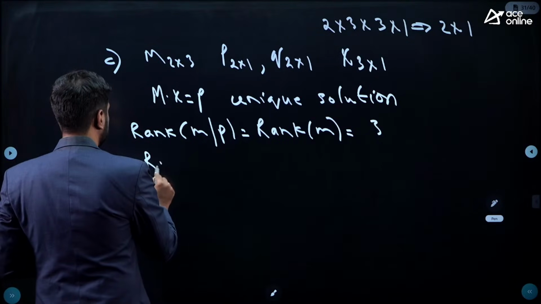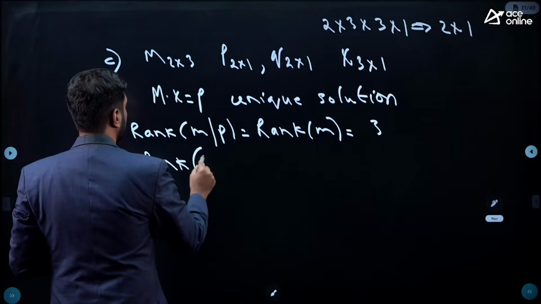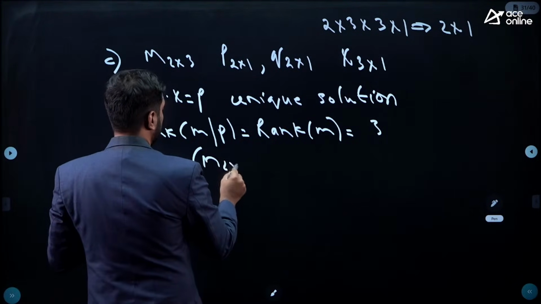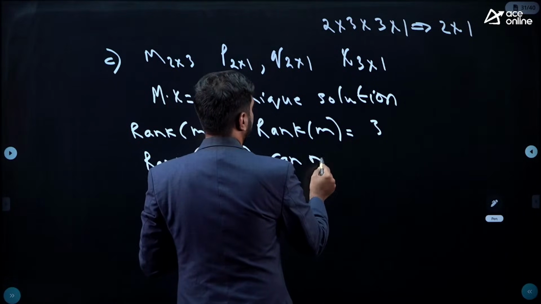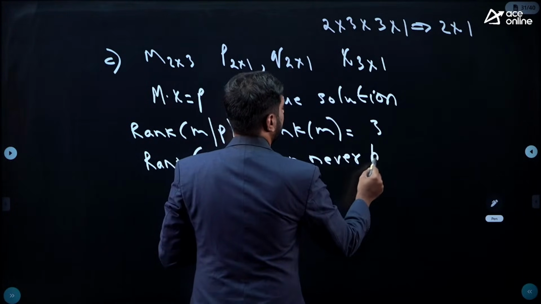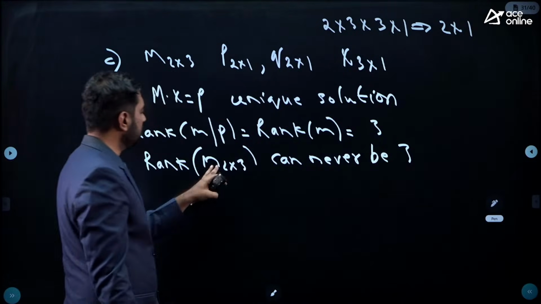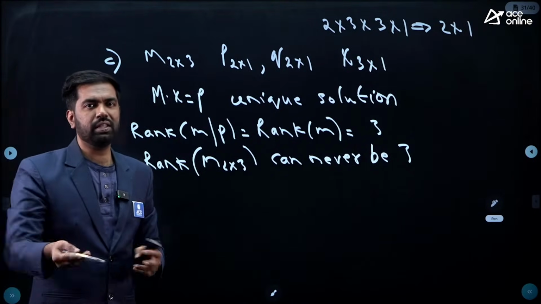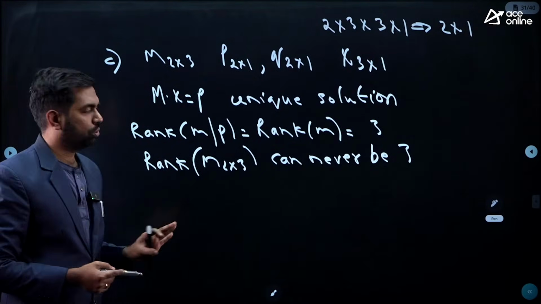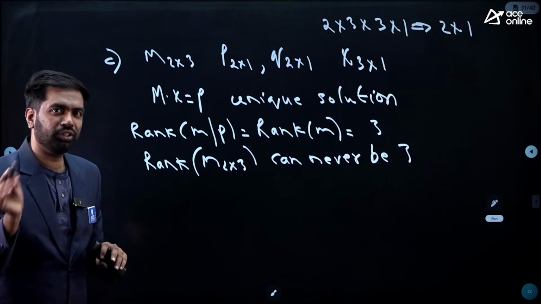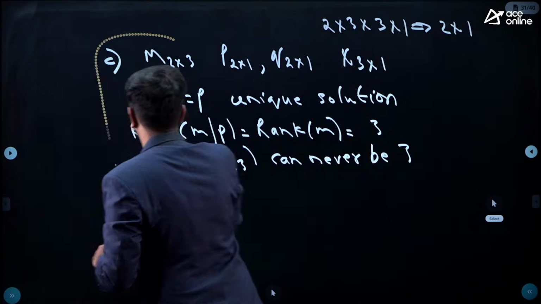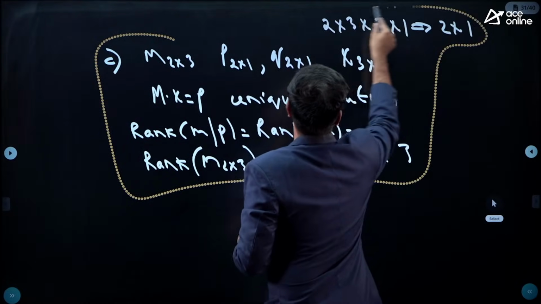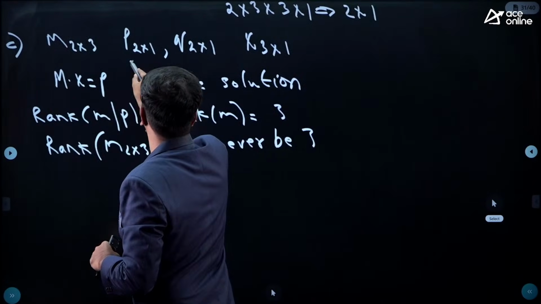Rank of M, what is M? It's a 2 cross 3 matrix. The rank of M can never be 3. Why? Because the rank of a 2 cross 3 matrix is always less than or equal to 2. So this is also ruled out. This is a false statement. This is clearly a false statement. So option C is gone. Option C is false.